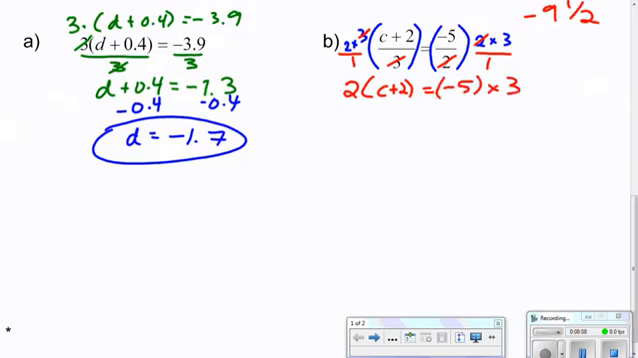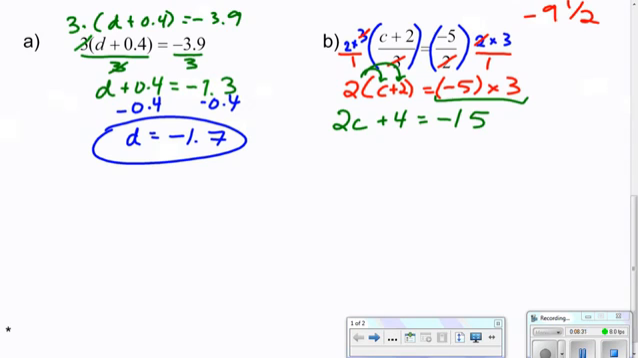No more fractions. I do have a coefficient now that I need to distribute, but the fractions are gone, and fractions are usually the thing that give you guys the most headache. So now I'm going to distribute: 2 times c and 2 times 2. So we get 2c plus 4 equals negative 15. I just multiplied those two.